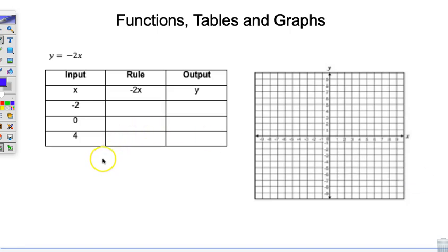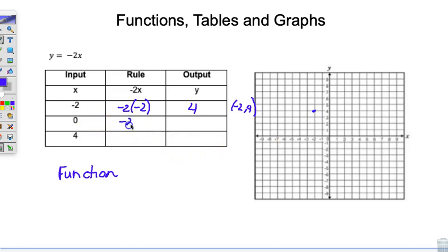Let's take a look at another example. In this one, I have negative 2x as the rule, and here are all my x values. I can see that nothing repeats, so I already know that this is a function, but I'm going to go ahead and figure out what the line is going to look like. So when x is negative 2, I'm just going to replace it. Negative 2 times negative 2 is a positive 4. So when I graph it, I'm going to be graphing negative 2, positive 4. So I'll just go ahead and do that, and there's my first point.